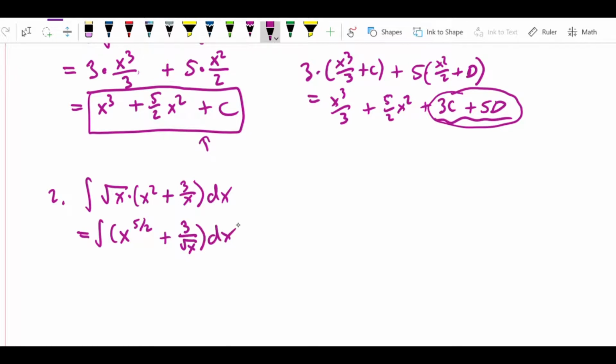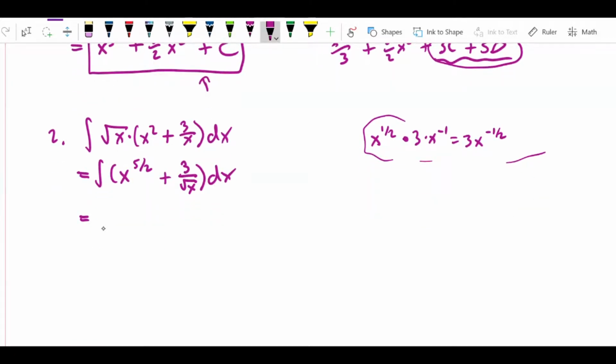If you want to convince yourself that that's true, remember that x to the 1/2, root x, is x to the 1/2, and 3 over x is 3 times x to the negative 1, so that just comes out to 3x to the negative 1/2, like that. So that's how I got that. So what I want to do is rewrite this in the most useful sort of power form that will enable us to find the antiderivative. This is going to be the integral of x to the 5 halves plus 3x to the negative 1/2 dx.